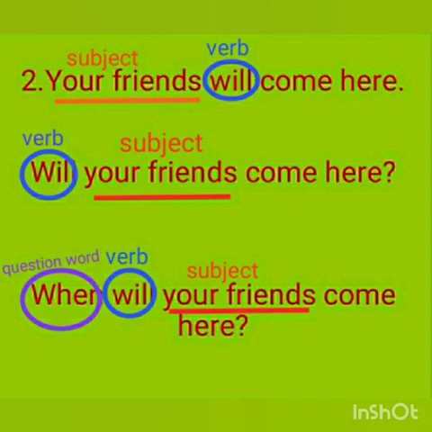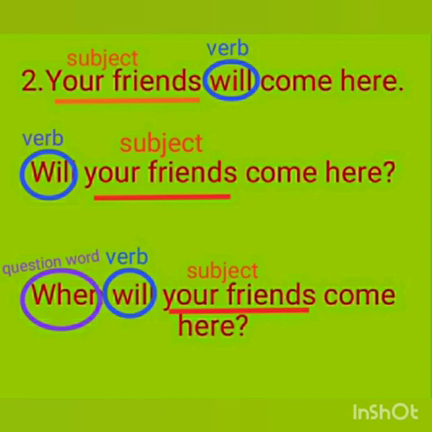Your friends will come here. What is the subject in this? We are talking about your friends. So your friends is the subject. And what is the verb? Will is the verb. We will pick up the verb and place it before the subject. Will your friends come here?